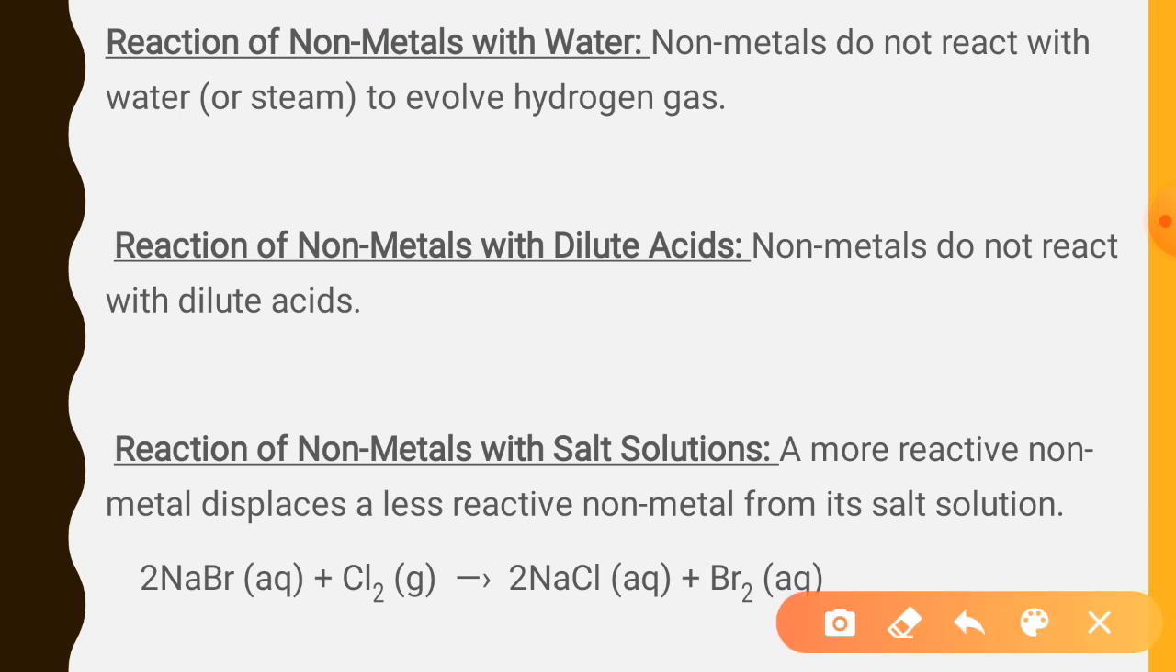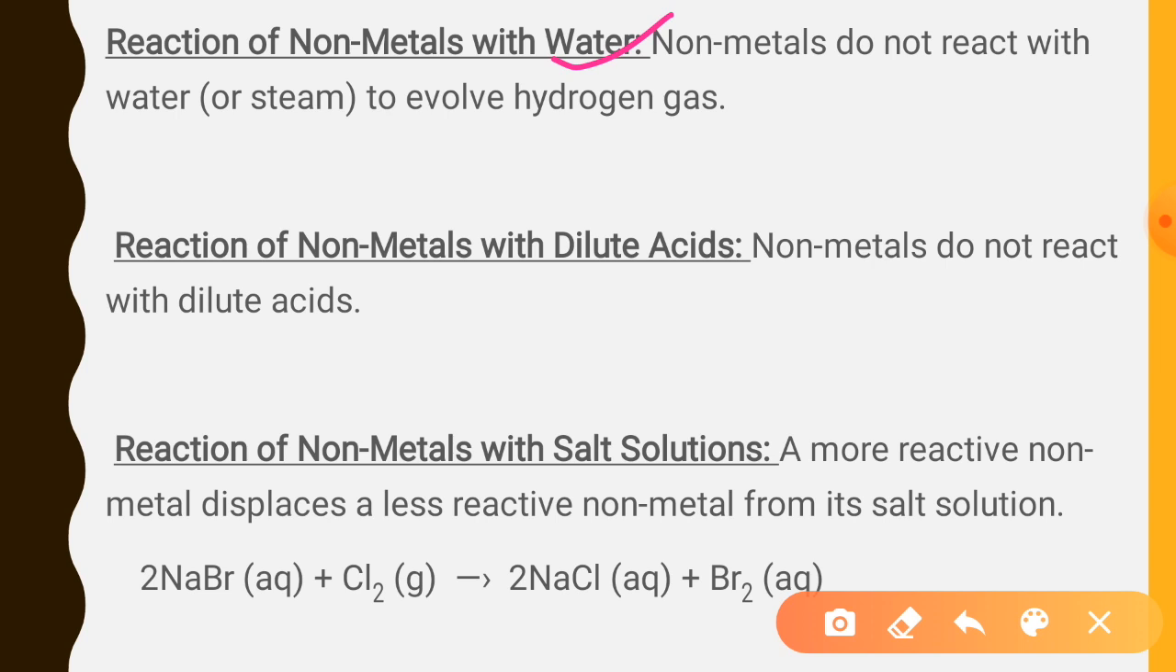On your screen, the next property is reaction of non-metals with water. Students, if you add non-metals to water, they will not react with it, neither with your water nor with your steam. Okay, so they will not produce hydrogen gas, just because non-metals cannot give electrons to reduce hydrogen ion to produce hydrogen gas. We will discuss this explanation later.